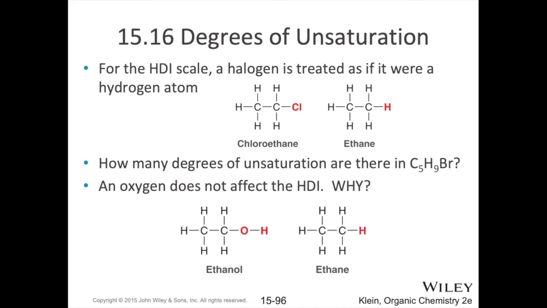Another heteroatom that doesn't affect your HDI is oxygen. Oxygen forms 2 bonds and has 2 lone pairs, but basically you could think of it as being inserted between a carbon and a hydrogen. So notice that if we take the oxygen out, we still have 6 hydrogens, whether we have ethanol here, which has the oxygen inserted, versus ethane, which obviously is missing the oxygen. In both cases, we have 6 hydrogens.